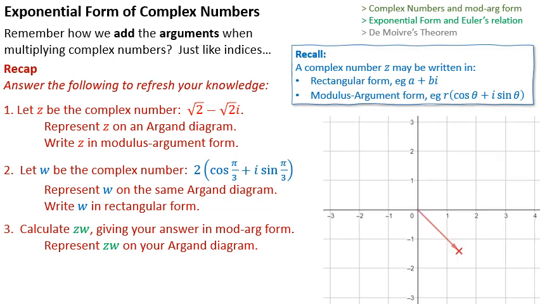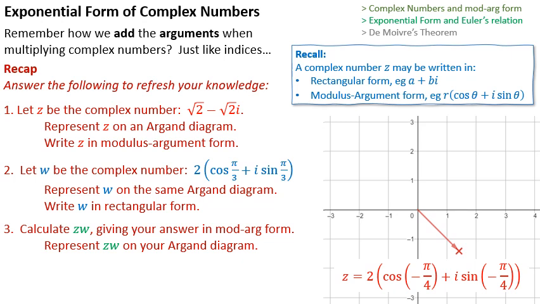So let's start with z. Here is z. We should have it somewhere between 1 and 2 on the real axis and somewhere between -1 and -2 on the imaginary axis. And this is what it looks like in modulus argument form. Because it is in the fourth quadrant, it has a positive real component and a negative imaginary component. We're going to have a negative argument, which is a negative acute angle.